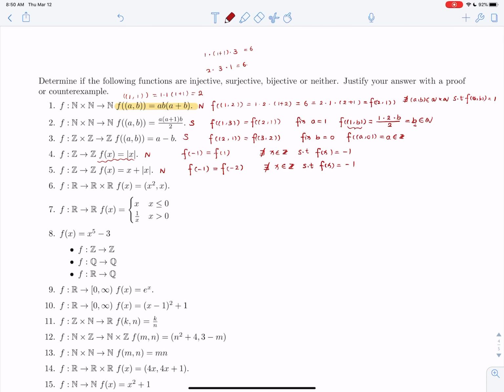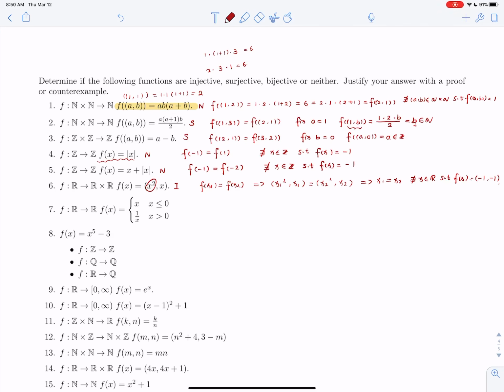Number 6, it should be obvious that it's injective, because if you have, let's say, f of x1 equals f of x2, then you will have x1 squared times x1 equals x2 squared times x2. This will give you directly x1 equals x2, which is injective. But is it surjective? Well, obviously not, because for this function you'll never get negative numbers. So there does not exist x in real number such that f of x equals, let's say, -1. So it's injective but not surjective.